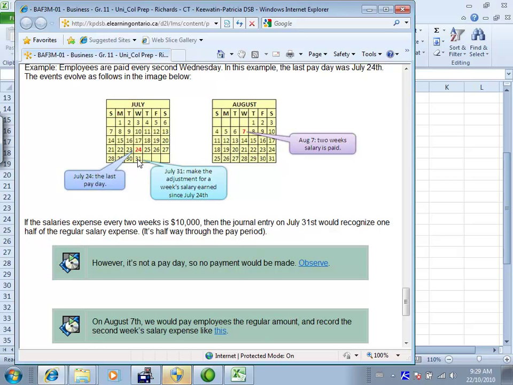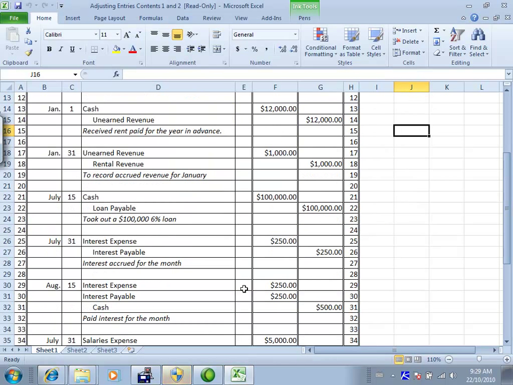So we're not actually going to pay our employees on the 31st. The next payday is actually August 7th. But end of the month, you still have to record what you owe, for example. And so if it's $10,000 every 2 weeks, then in 1 week there's really $5,000 of salaries that we owe to our employees. And so you record that like this.